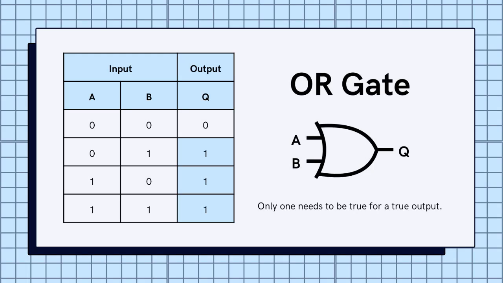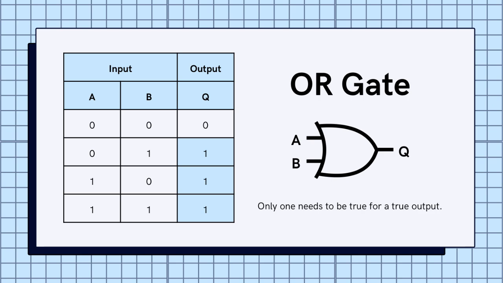Now let's take a closer look at this table. It shows different combinations of inputs A and B, and the resulting output Q. Notice that whenever at least one of the inputs is true, meaning either A or B or both, the output Q is true as well. For example, when A is 0 and B is 1, Q is 1. Similarly, when A is 1 and B is 0, Q is 1. And of course, when both A and B are 1, Q is still 1. The only time Q is 0 is when both inputs are 0.